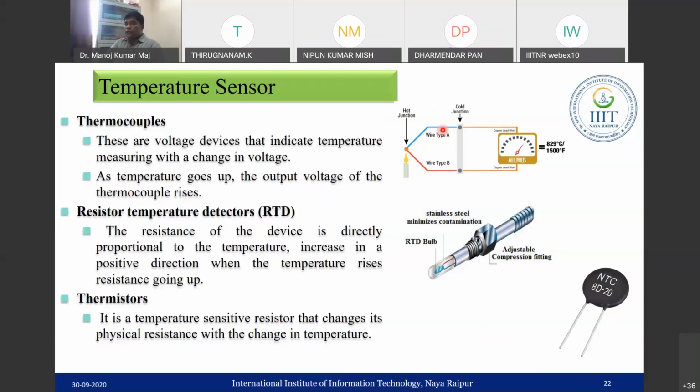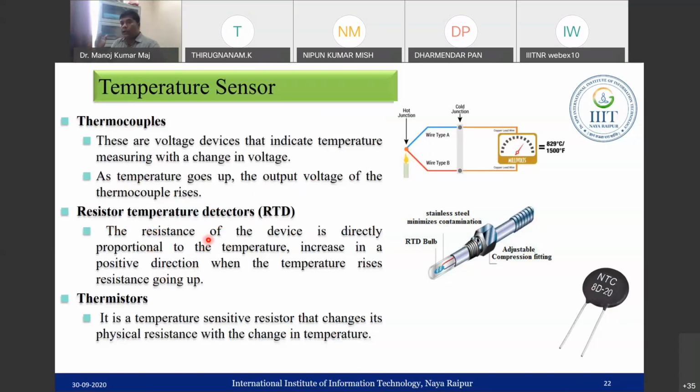We use two types of wires, as we can see in the figure here. This is wire type A and this is wire type B, and these two wires are welded at some point. Whenever we give heat to the junction, there is a different expansion, and depending on the different material behavior, your voltage value can be recorded, and it can sense your temperature. In this case, as temperature goes up, the output voltage of the thermocouple rises.